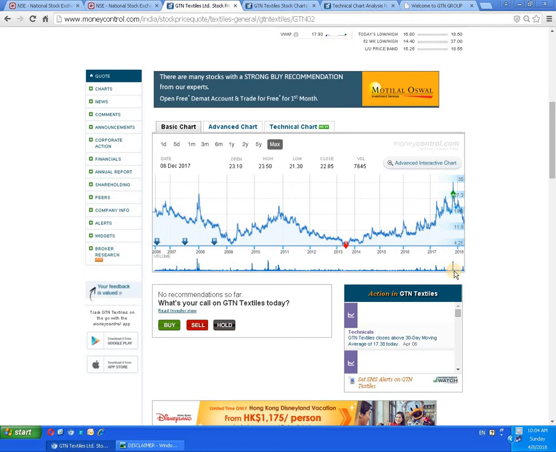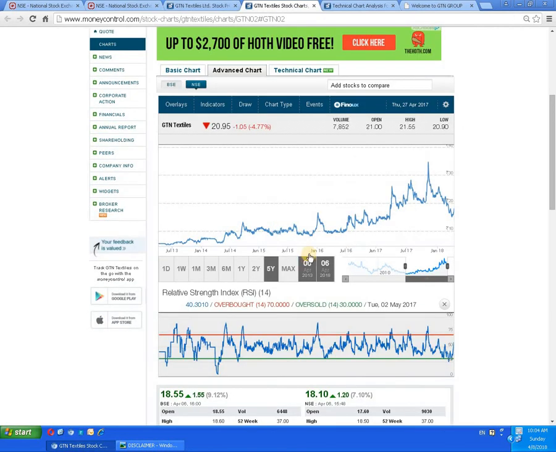To have a more detailed study, let's check the advanced chart. This is the 5 years chart. You can see the pattern over here, higher top and higher bottom. Recently it has broken and come down. One small W is getting formed at this particular point. And let's check the 1 year graph.